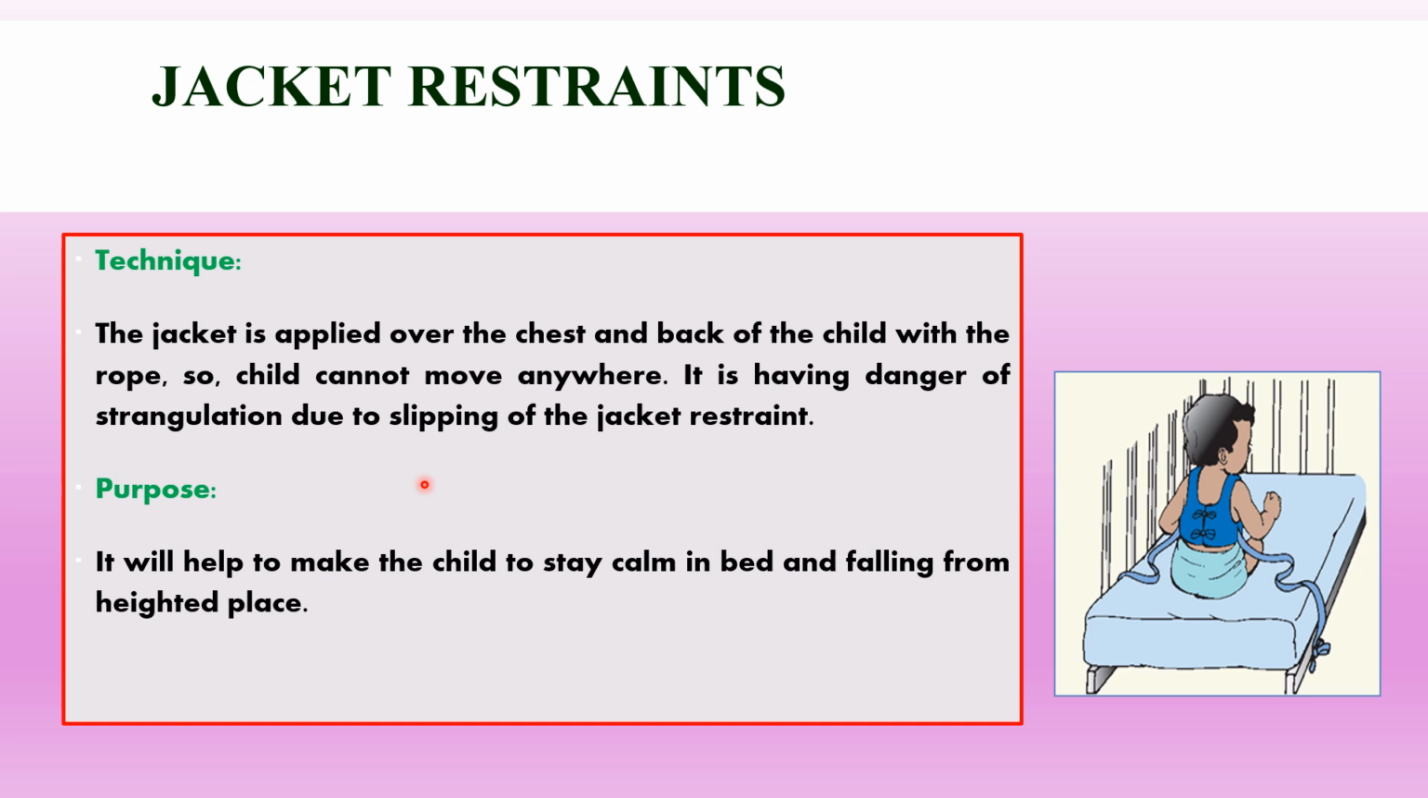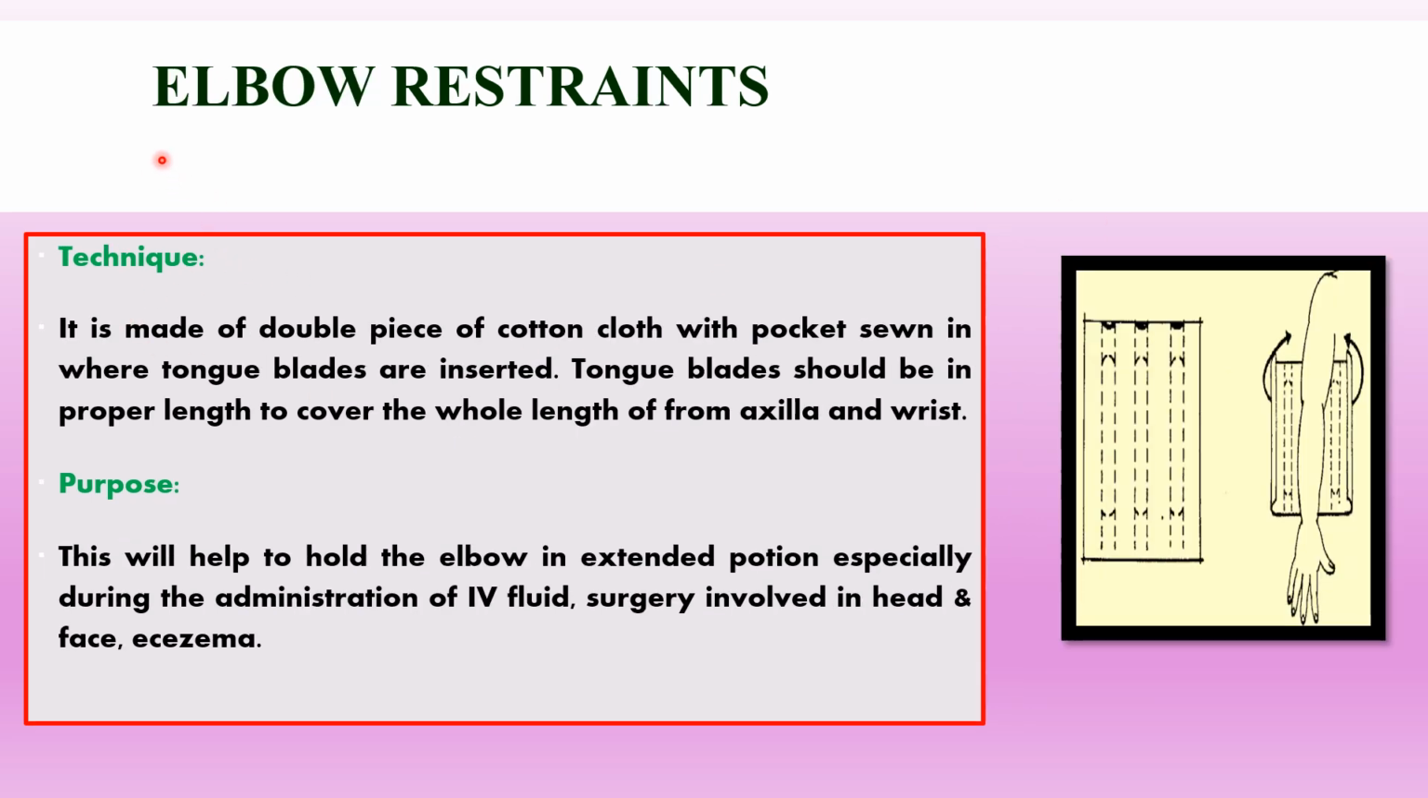So during the application and follow-up, we have to be very careful. What's the purpose? It will help the child to stay calm in the bed. Also, it will prevent falling from a heighted place. This is about elbow restraints. Elbow restraints can be made with a double piece of cotton cloth with pockets on.